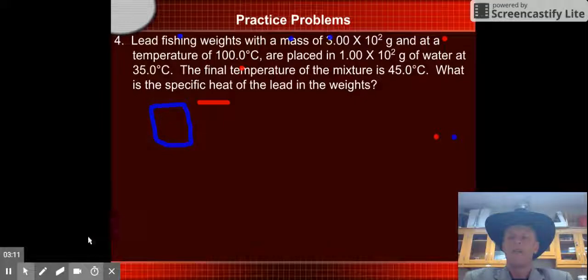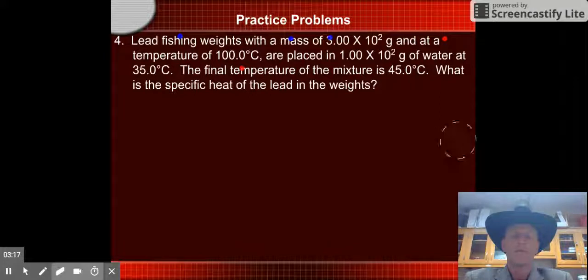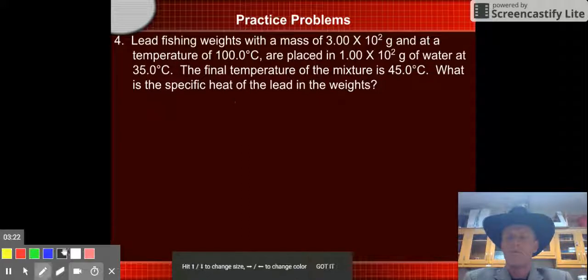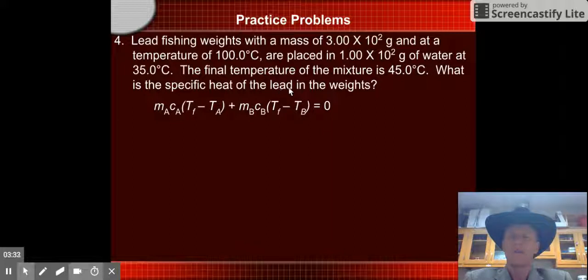So, lead fishing weight. We got lead fishing weight. What's going on with the lead fishing weight? We're placing it into water. This one asks, what is the specific heat of the lead? So we're going to look for the longer one. Now, we're not just referencing it off a chart. Lead fishing weights are an alloy of lead and other metals. So we're really looking for the specific heat of the fishing weights, which are mostly lead. So it's not going to be that 130 number that's on the chart.